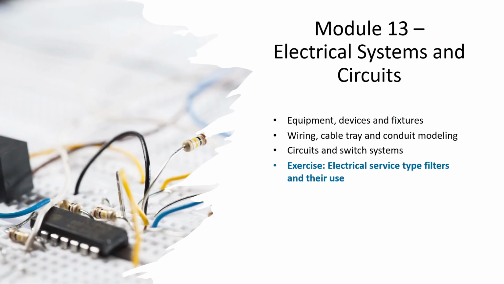Module 13, Electrical Systems and Circuits. In this module, we explore how Revit handles electrical design, from component placement to circuit logic. We begin with equipment, devices, and fixtures. These include lighting fixtures, switches, panels, and power outlets, all of which are modeled as intelligent families with electrical connectors.